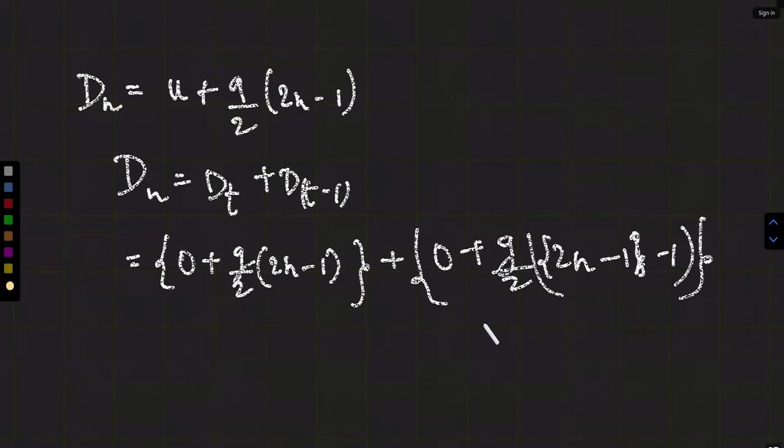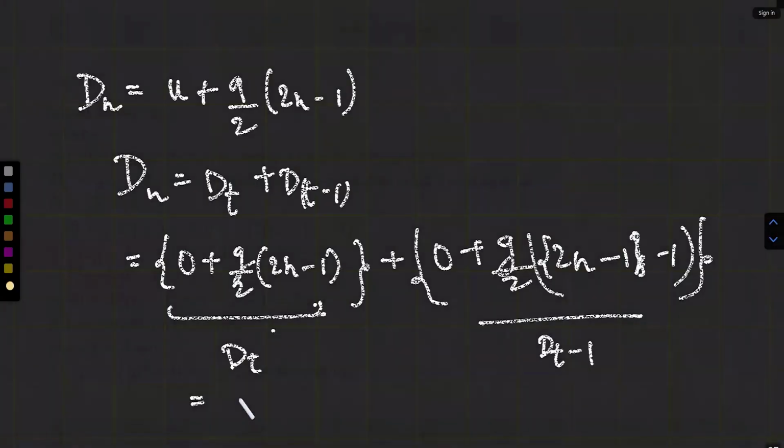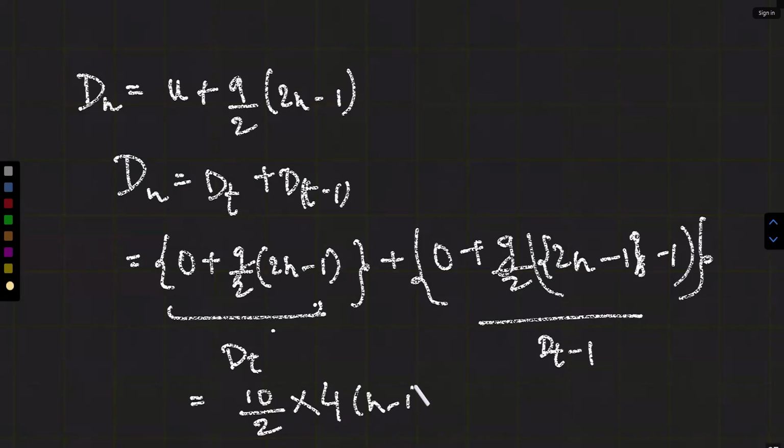This is Dt minus 1. All right. So it is 10 by 2 into 4n minus 1 is the option. If you manipulate this equation over here, you get the final Dn.